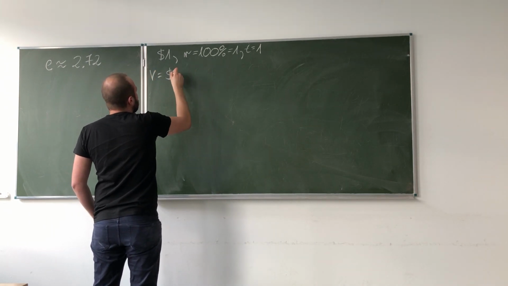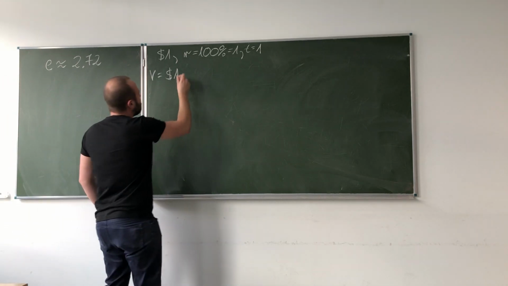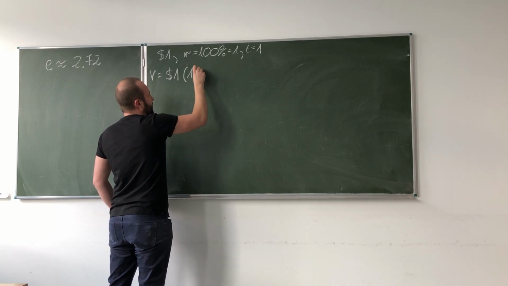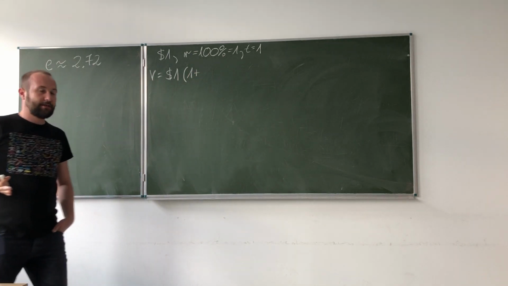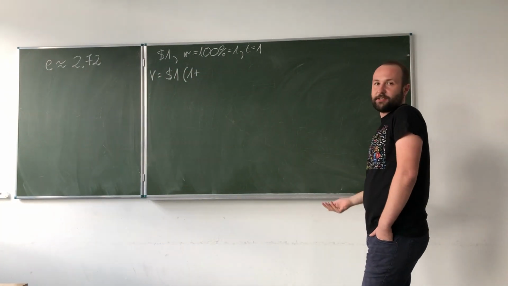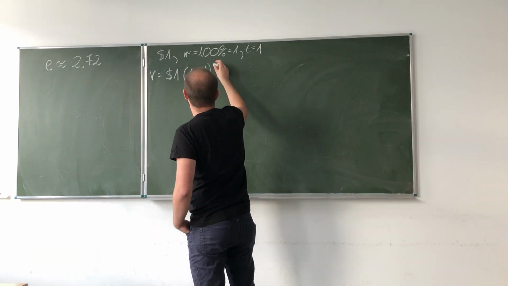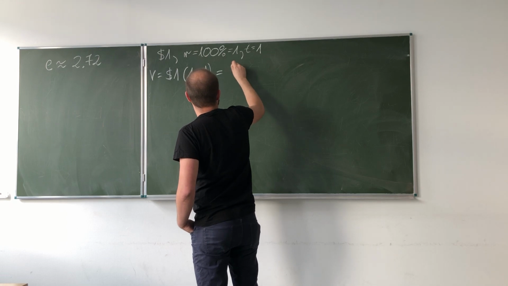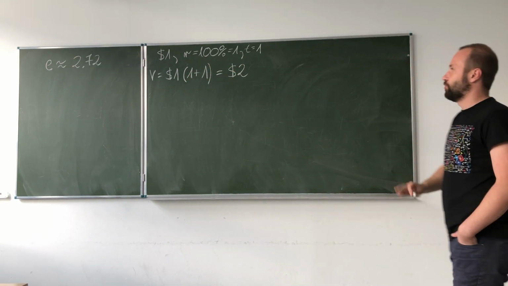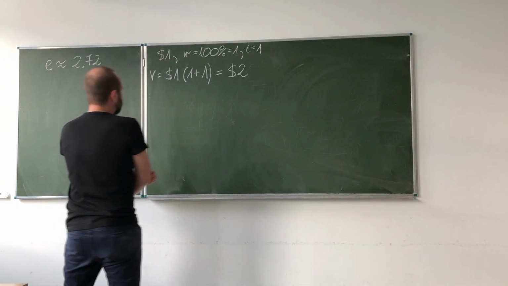Well, we will definitely have our initial dollar, so we need to multiply this $1 by 1. And now we need to add something. Well, we should get another 100%, so just 1. And we can clearly see that at the end of the year, we will have $2.